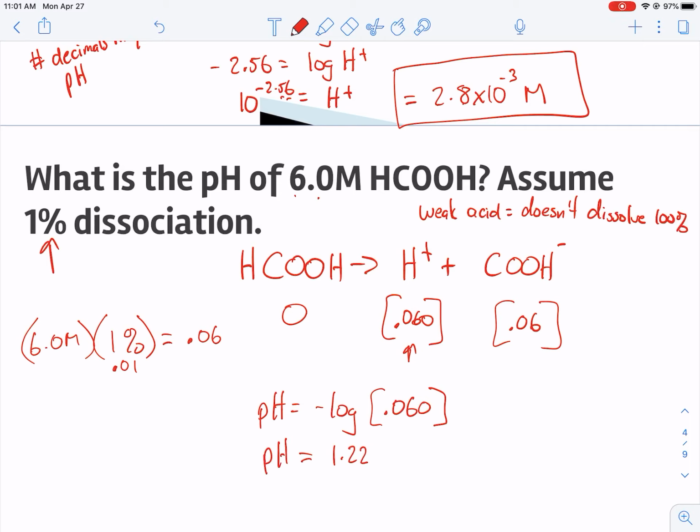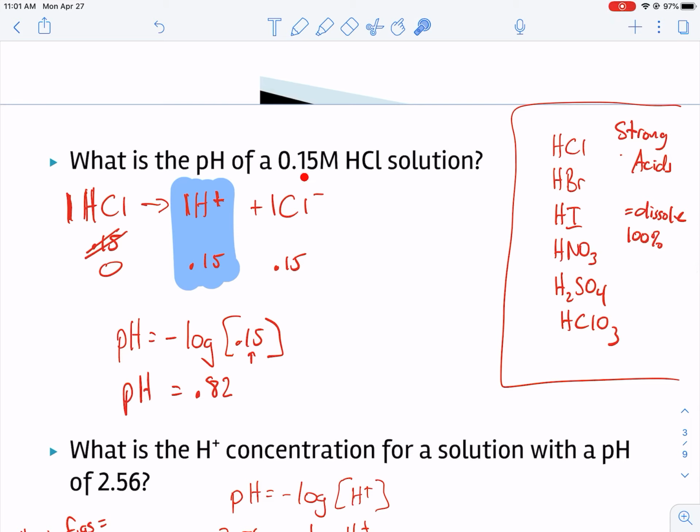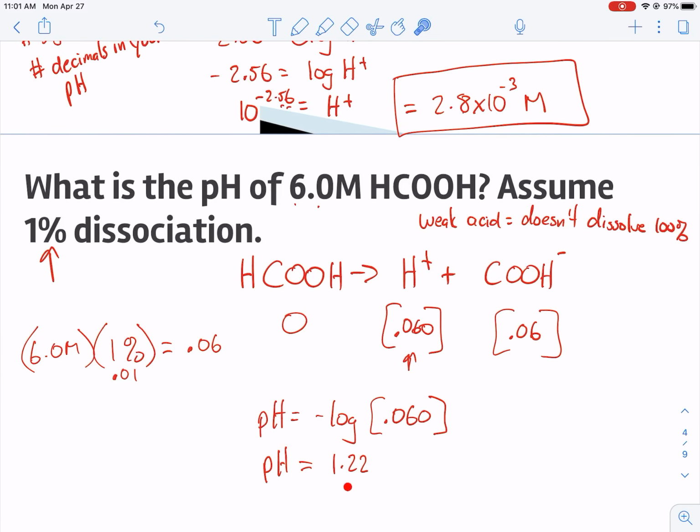Right? So you notice the difference here. My concentration was way higher. Look at this, concentration is only 0.15. Look how low my pH was. This concentration is much, much, much higher, but look at my pH, not as low. Why is that? Because this one, even though it's really concentrated, is it actually giving me much in the way of H+? Absolutely not. It's barely dissolving, so it's not going to give me as low of a pH.